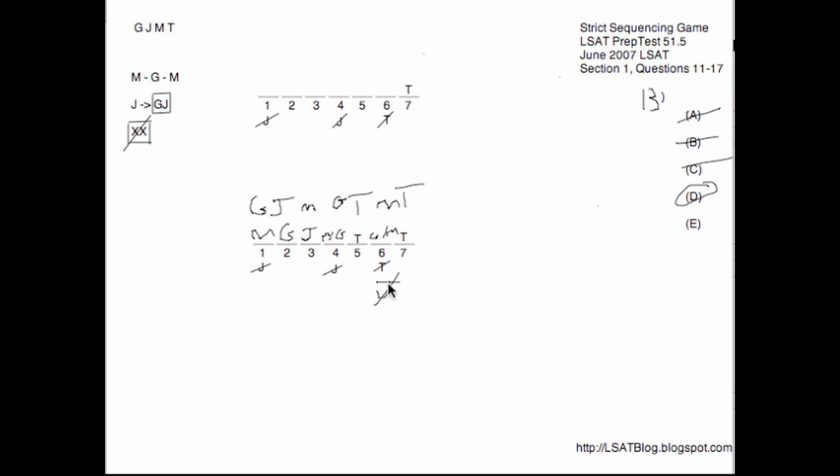J on 6? No, J could not possibly be on 6 here, which we inferred off the bat, since we know that T on 5 would block G from resulting, going immediately before J if J were to be on 6. So E is gone, leaving D. Next, number 14. If we had G on 1 and J on 5, what must be true?